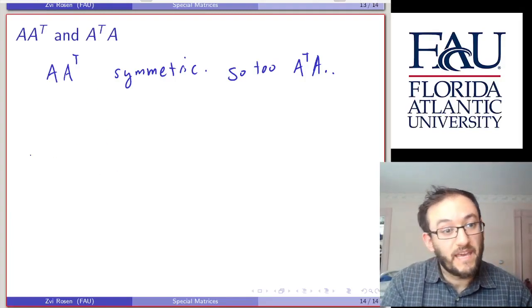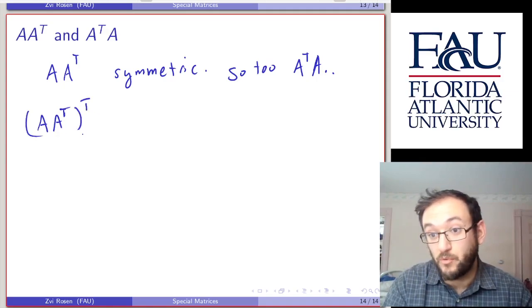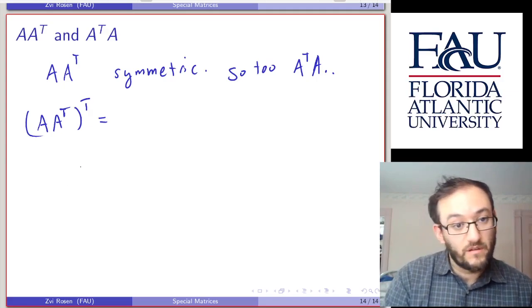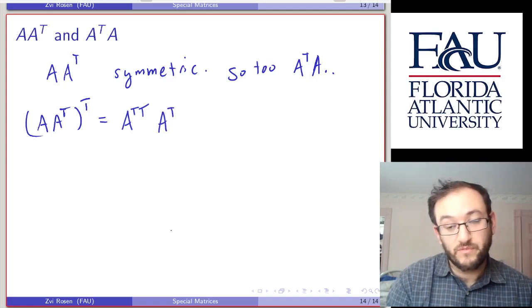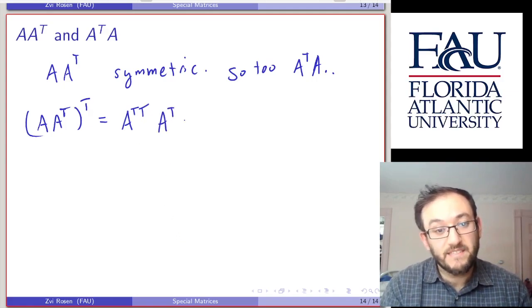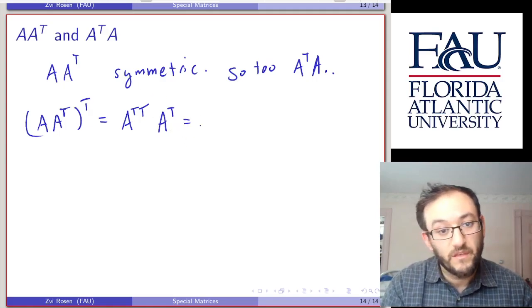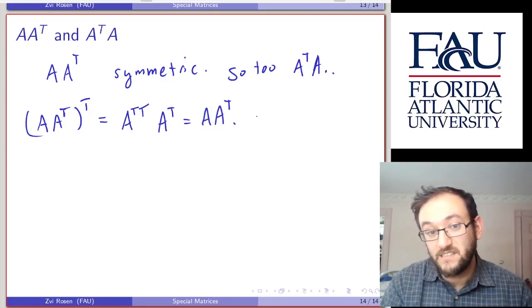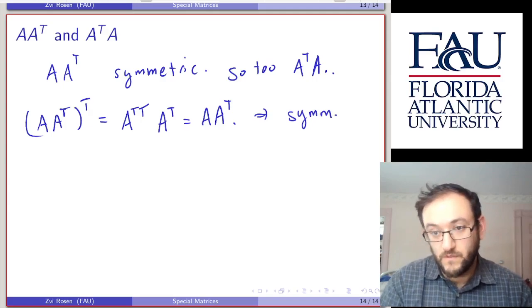We can see this to be the case if we consider the transpose of A times A transpose. Okay, whenever we take the transpose of a product, that's equal to the product of transposes in opposite order. So this is A transpose transpose times A transpose. But we know that transposing twice gives you what you started with. So this is equal to A times A transpose. And that tells us that this is symmetric, because if you are equal to your transpose, you're symmetric.